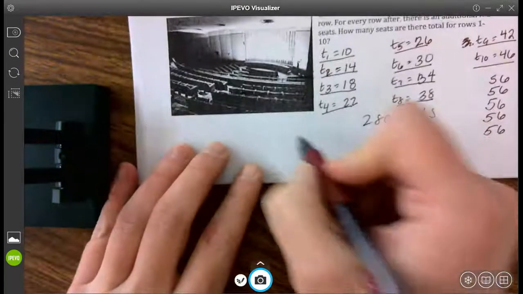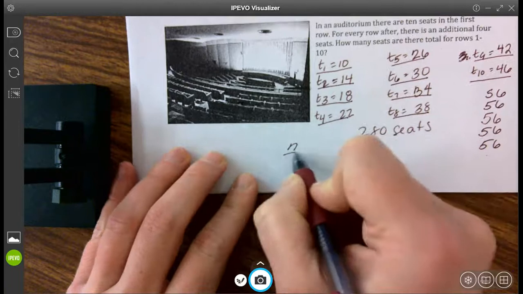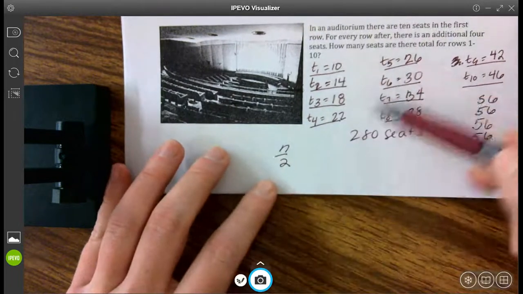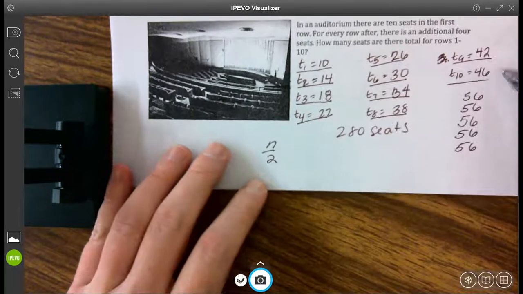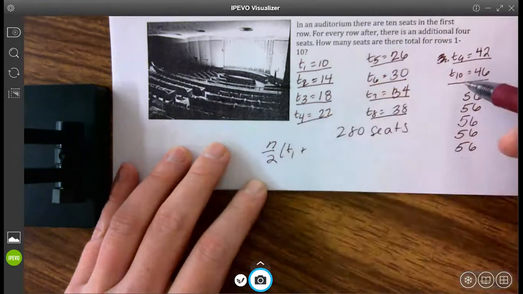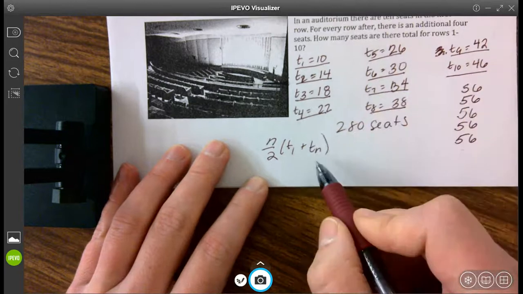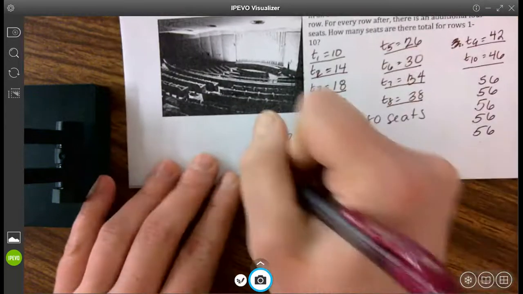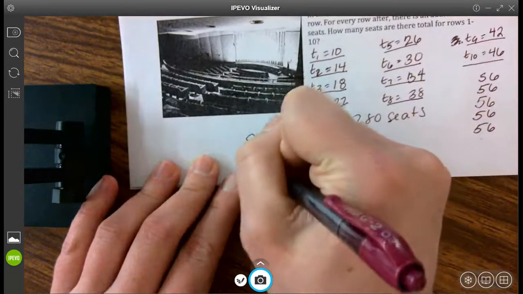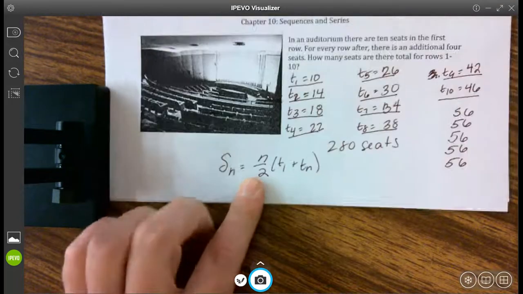So what you do is, however many seats you have or how many objects you have, call it n objects, divide it by 2, and that gives you your amount of pairs. And what you do is you took your first term and you added it to your last term. We don't know if it's going to be 10 or 20. And then that's it. That's how you do it. So this is how you find the sum of those n terms. And that's it. That's your lesson for today.